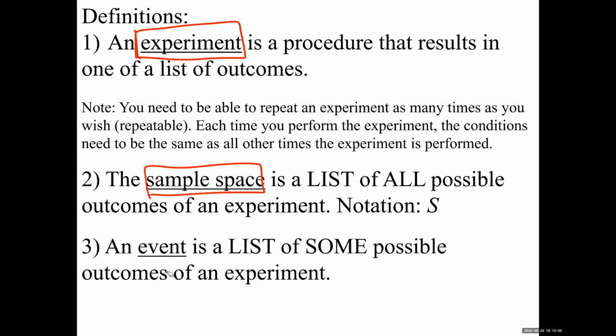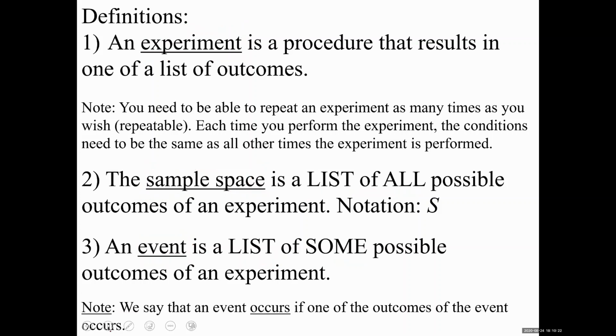Remember that when I ask you for an event or for the sample space on a quiz, you're going to be making a list. For sample space, you list all the outcomes. For the event, you list some. Which ones do you list? The ones we care about. If I say, what's the chance that this happens? All the outcomes in what I care about is what you list. You'll see, we'll do an example in a minute.